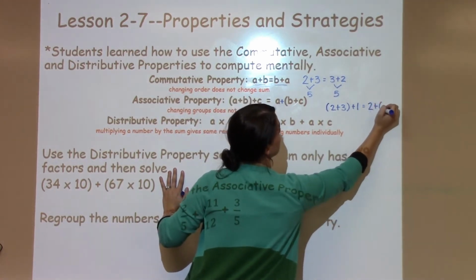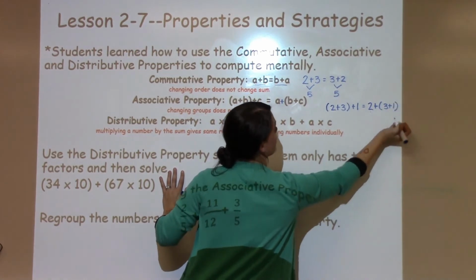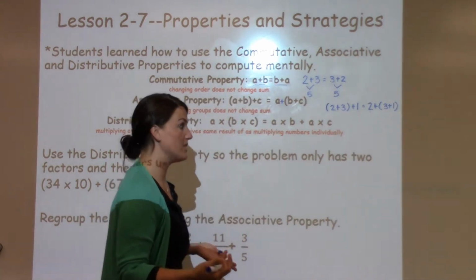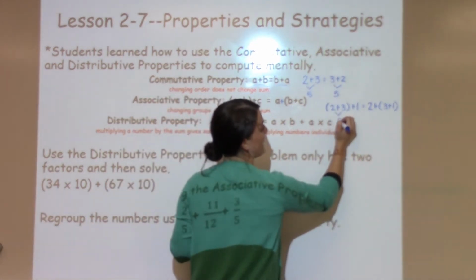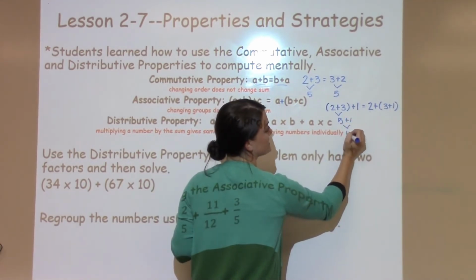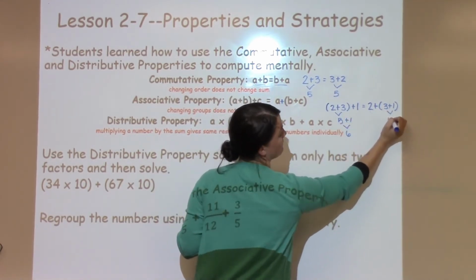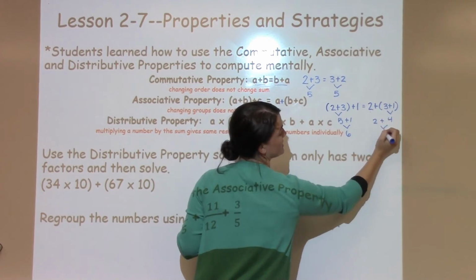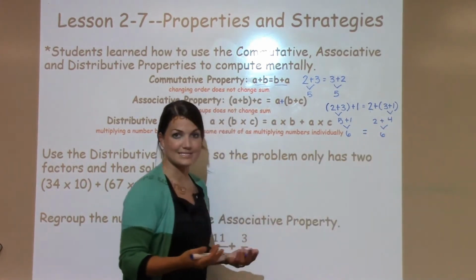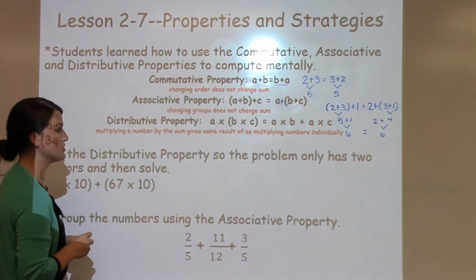2 plus 3 plus 1, grouped the other way. No matter the order that I add them in, they're going to be the same. Here, I get 5 plus 1 is 6. Here, I get 4 plus 2 is 6. They're both the exact same. So that's what that property shows students.